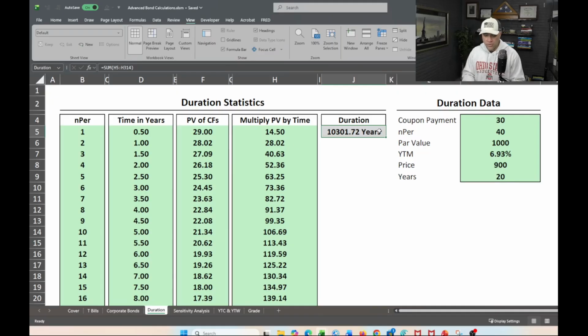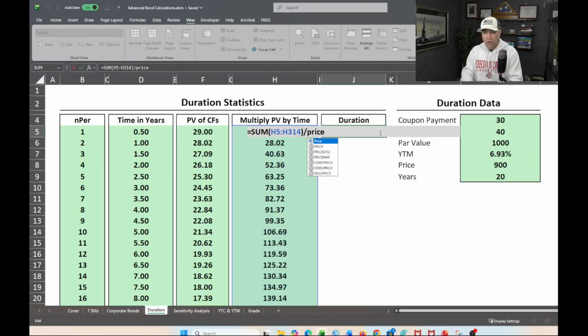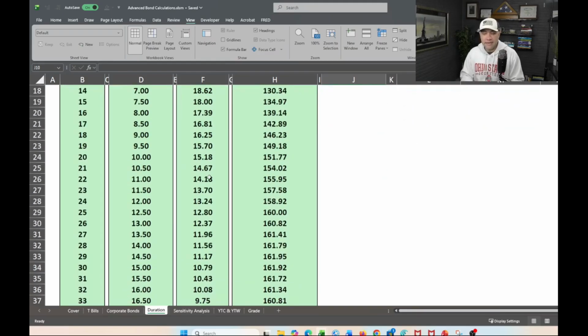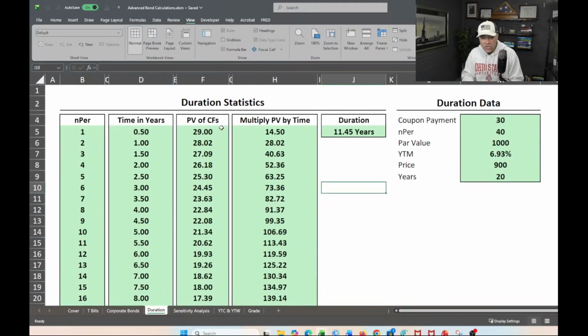And all you want to do here is, I'm going to pull it back up, and I'm going to divide that by the price. That is our initial investment, what I paid. This is the present value of all future cash flows. And then this is going to tell us that in 11.45 years, we will receive our $800 back in present value dollars. So it takes 11.5 years to work out. There you go. That's a dynamic duration calculation.